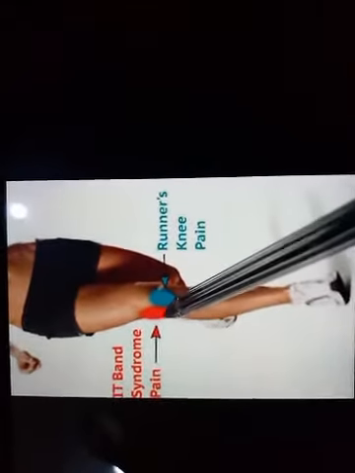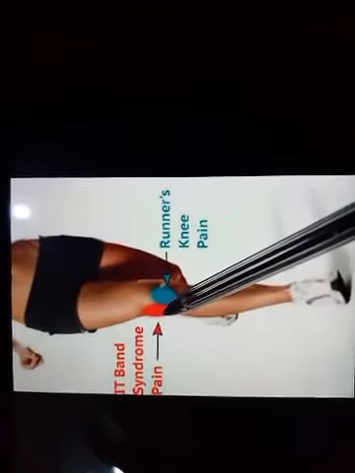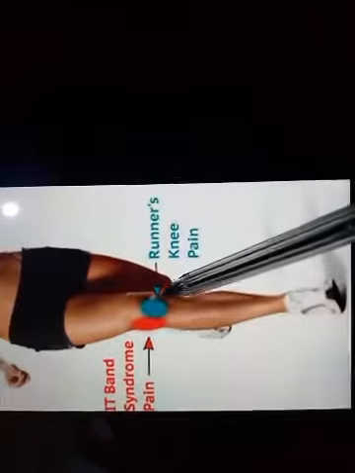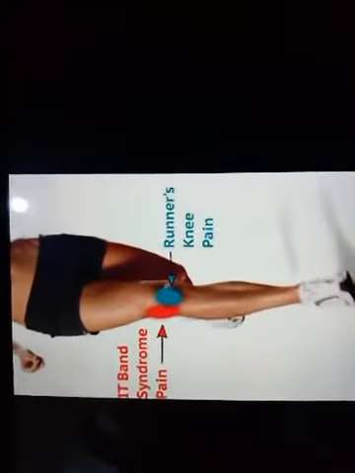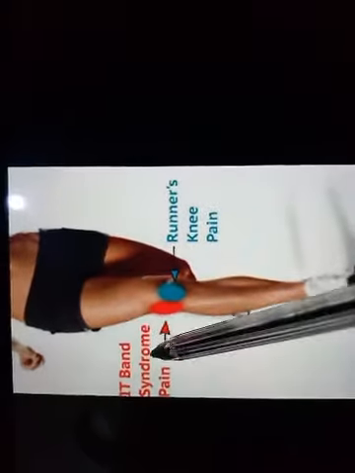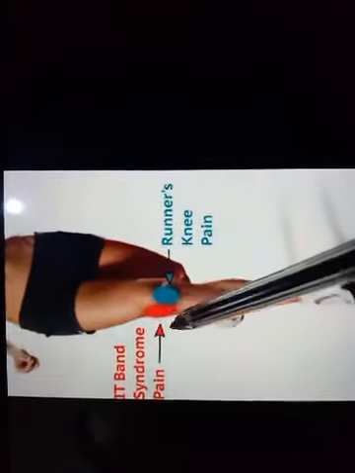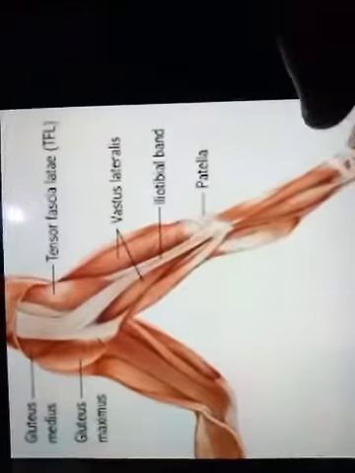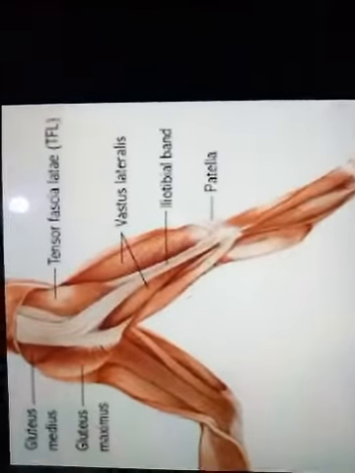So this is also the iliotibial band syndrome. So you have pain around the side. So the pain is mainly here. But if you have the pain around the side, it's also another condition called the runner's knee pain. We're not talking about that one today. We're talking about the iliotibial band syndrome. That is at the side of the knee, the outer part of the knee. Okay, so this is another one, iliotibial band.